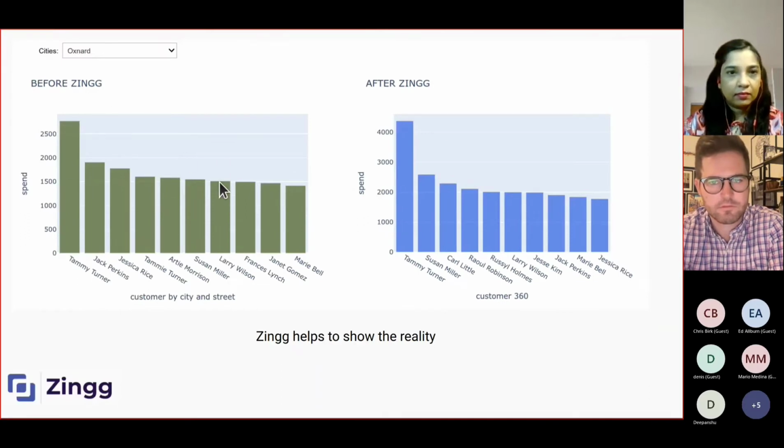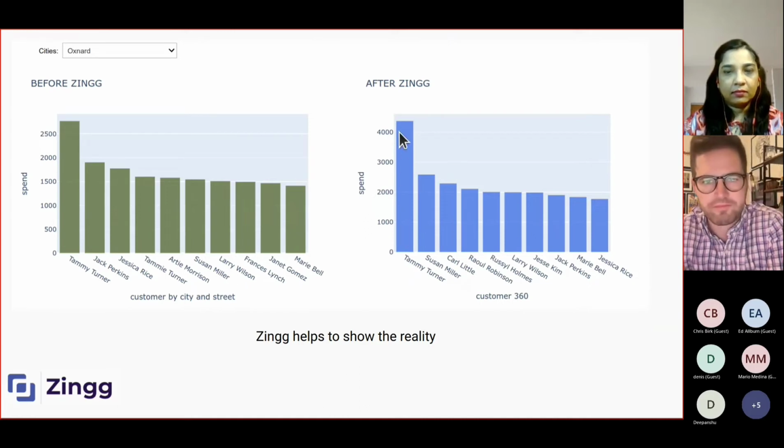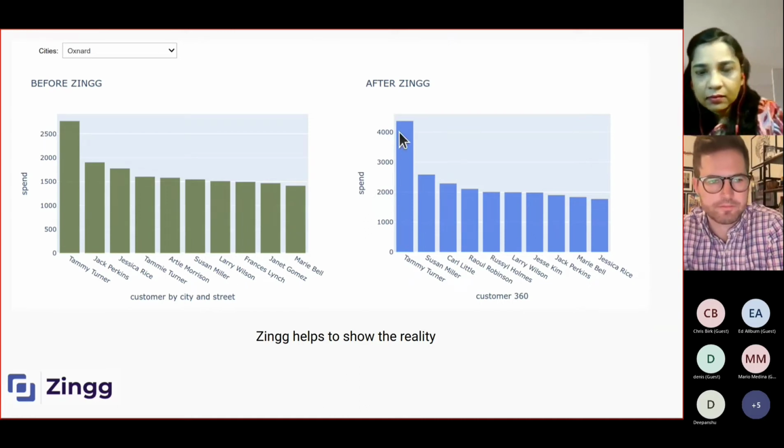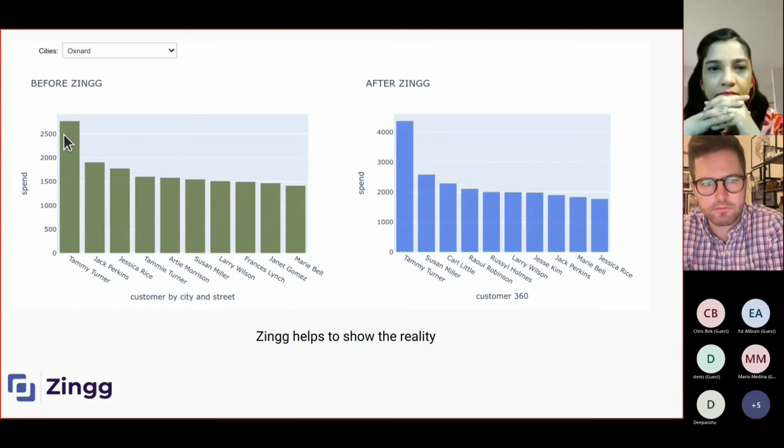You see, on the left side, this is before Zingg. This is the thing we've seen. And here it's after Zingg, after the entity resolution. First, look at here. There's a scale here, and we have another scale here. It's very interesting, because if you are a company, you say, well, wait a minute, I saw Tammy Turner spend this amount of money, and actually it's more than 4,000.